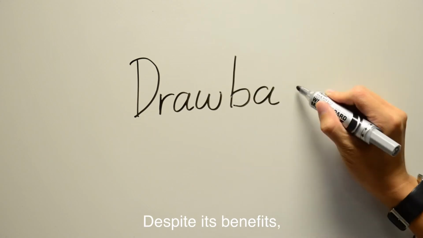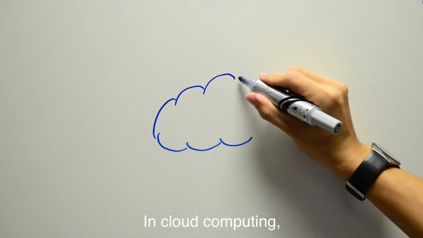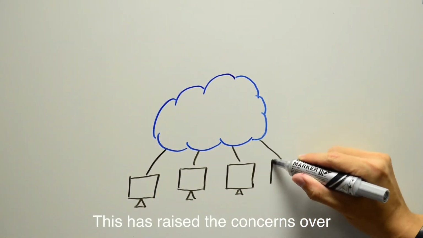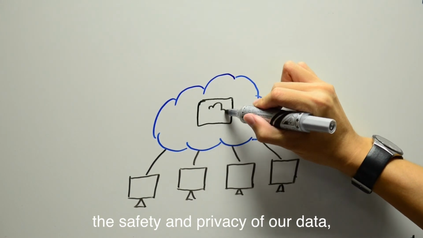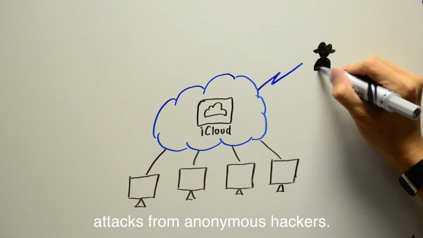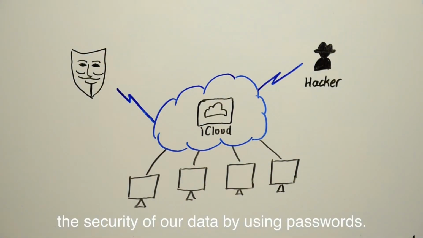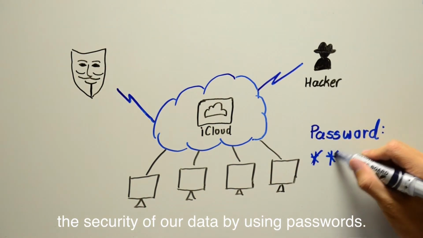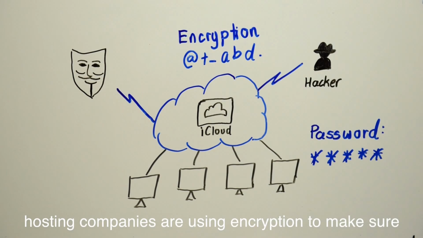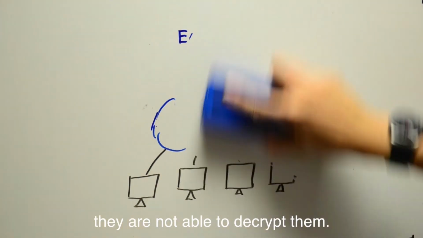Despite its benefits, cloud computing does have its drawbacks. In cloud computing, most of our data are stored in the cloud. This has raised the concerns over the safety and privacy of our data, since our data can be susceptible to attacks from anonymous hackers. Nonetheless, we can take measures to increase the security of our data by using passwords. Furthermore, hosting companies are using encryption to make sure that even though hackers have access to the data, they are not able to decrypt them.